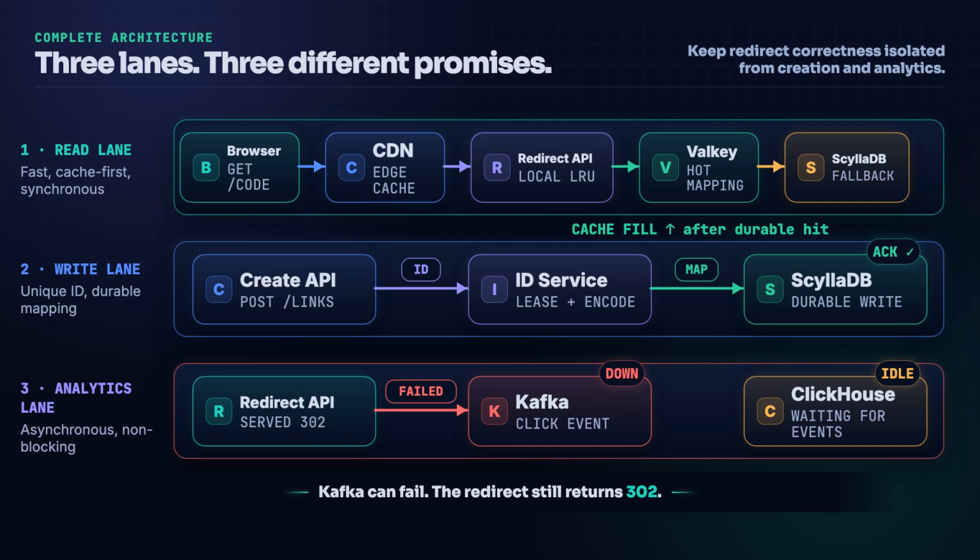We may buffer a bounded number of events or drop low priority analytics with a metric, but we do not wait for a dashboard. That separation is the architecture. Durable mappings are truth, caches accelerate reads, and background analytics remains outside the redirect's availability path.